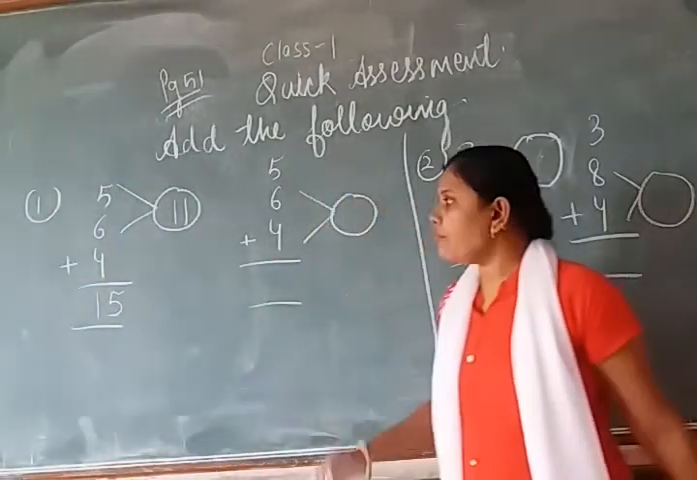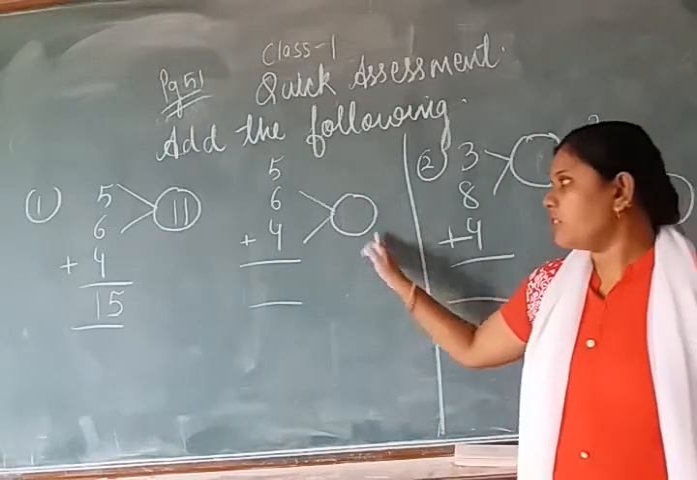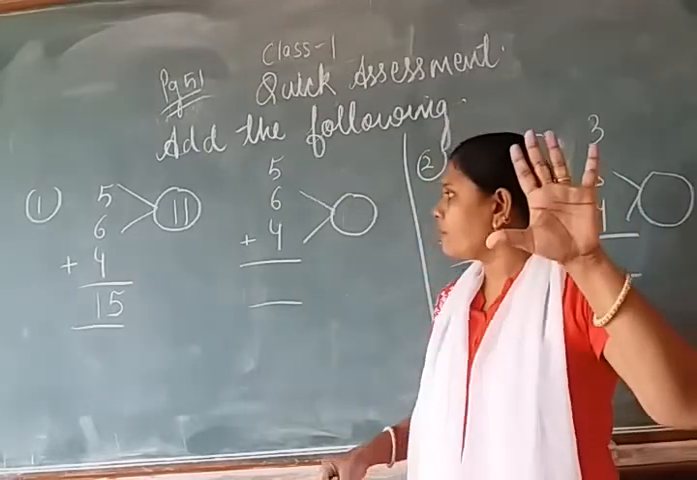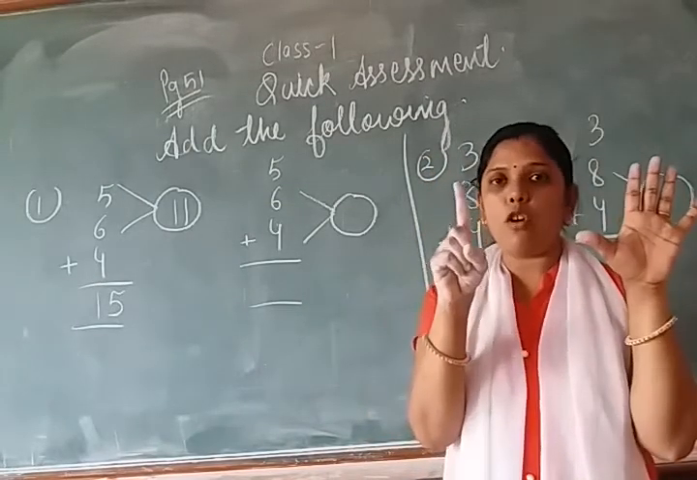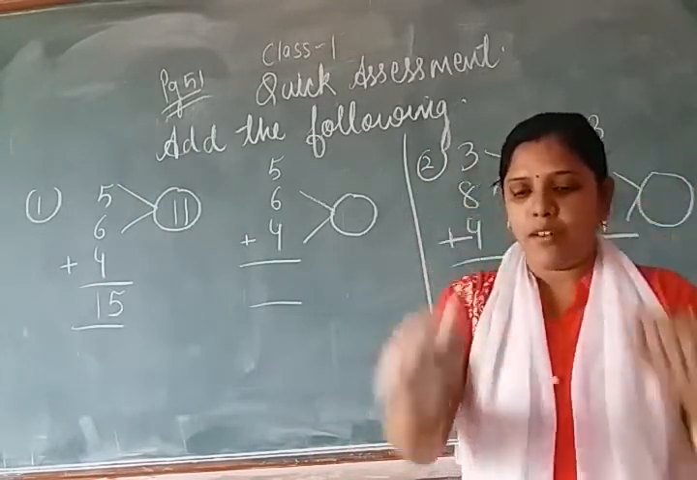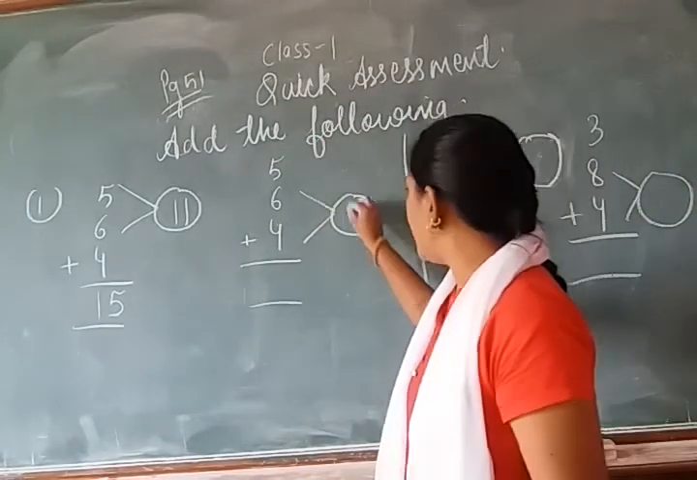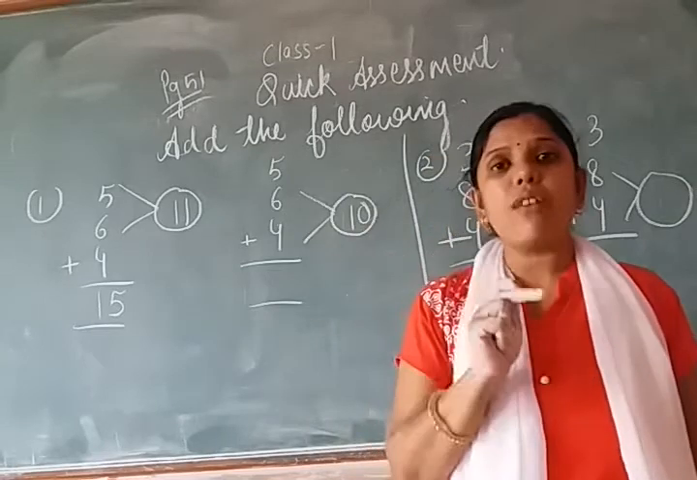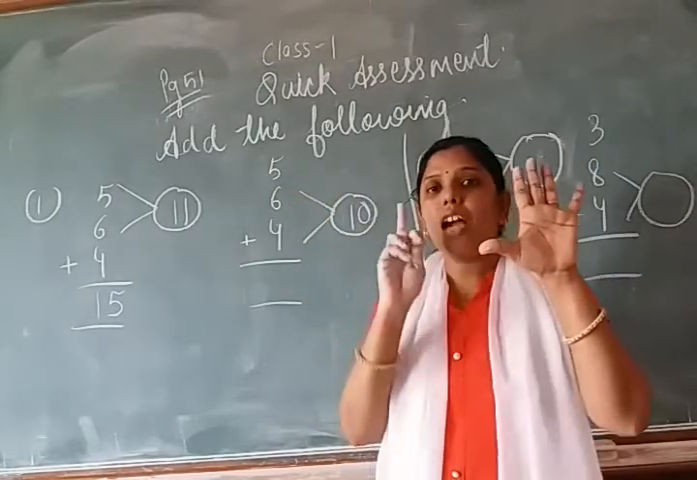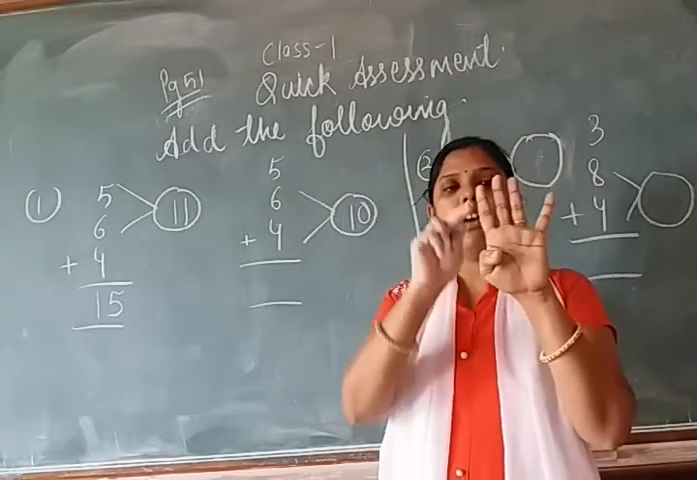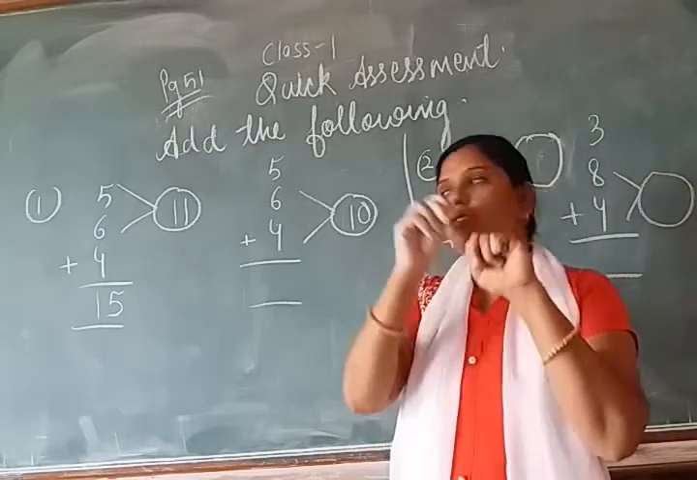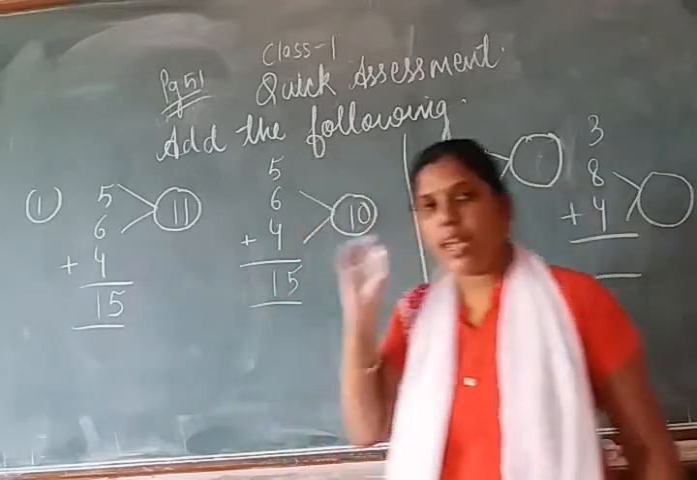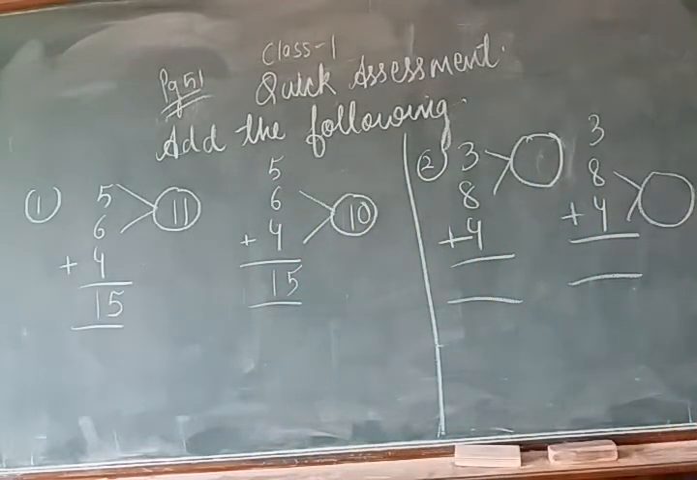Okay. In the same way we will perform this. So first we will add 6 plus 4. So 6 plus 4 is 10. Now 10 plus 5. So take out 5 fingers and count after 10: 11, 12, 13, 14, 15. So both the answers are same. Copy fast. Then I will explain the second question.